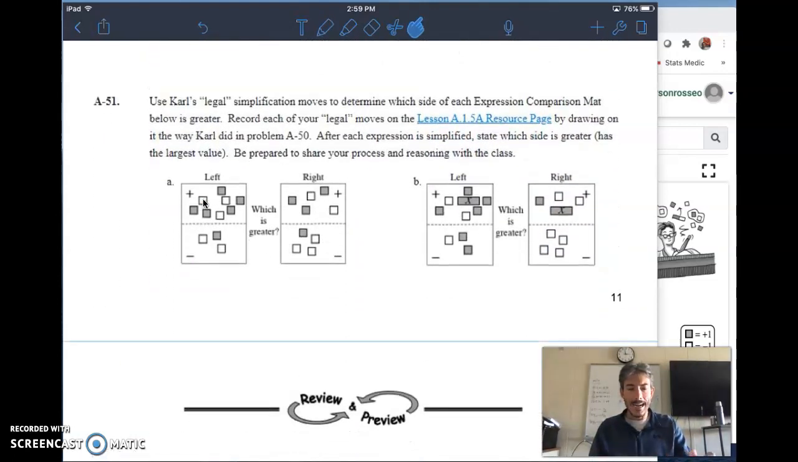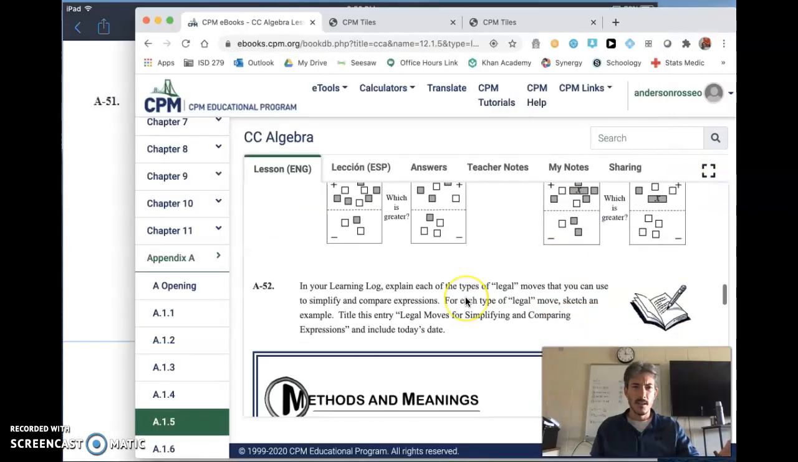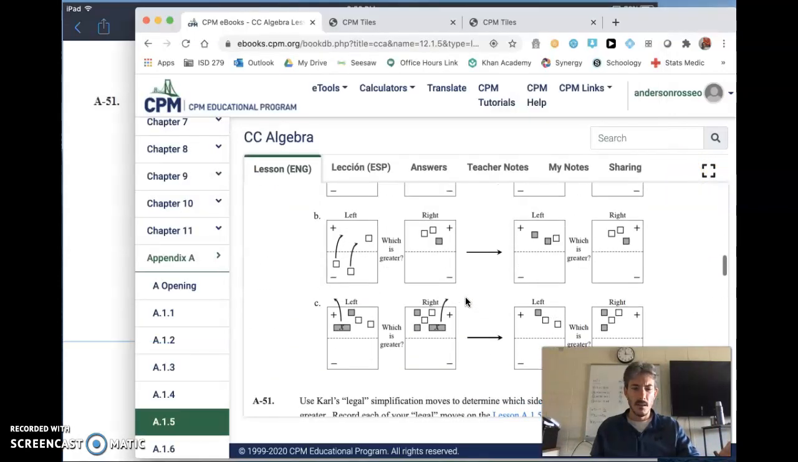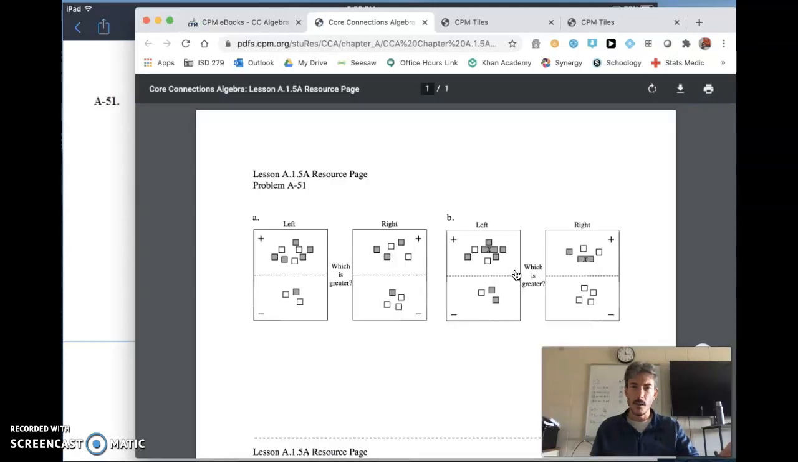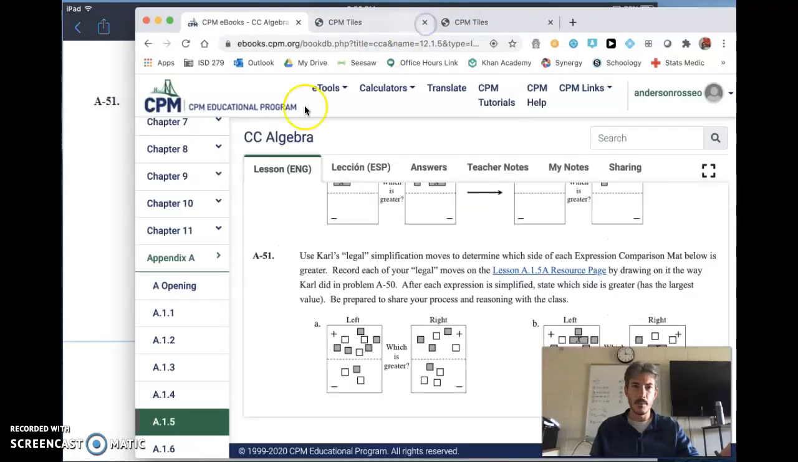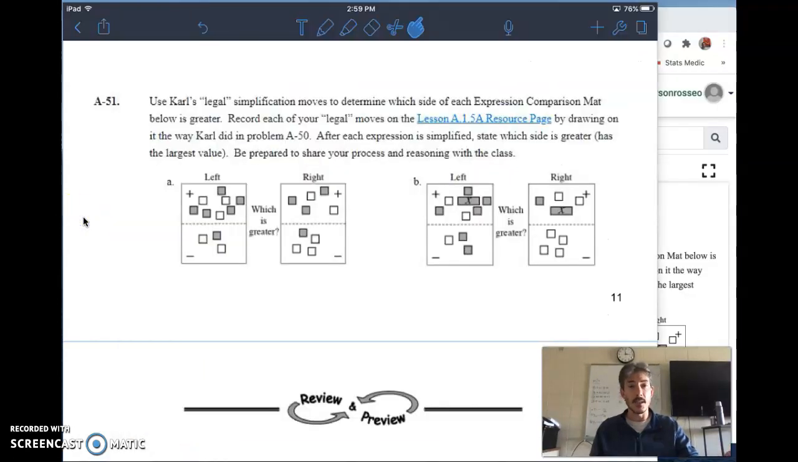Okay, we've got a problem here. We've got those legal simplification steps that we just talked about, and we're going to determine which is greater. I'm going to pause the video, and actually, I don't know. Do I have the E tool here in number 51? I might. Do they have it built for me? Nope, they don't. They just have the resource page. So here's what I'm going to ask you to do: pause it, and then build A.